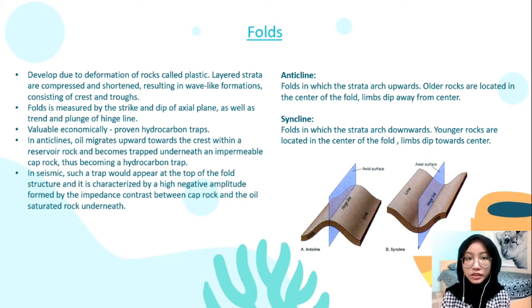So folds are categorized into anticline and syncline, that is, arcing upward and downward respectively. In an anticline, the oldest rocks are located in the center of the fold, with limbs dipping away from the center, as shown in the figure below, while in a syncline the younger rocks are located in the center of the fold, with limbs dipping towards the center.